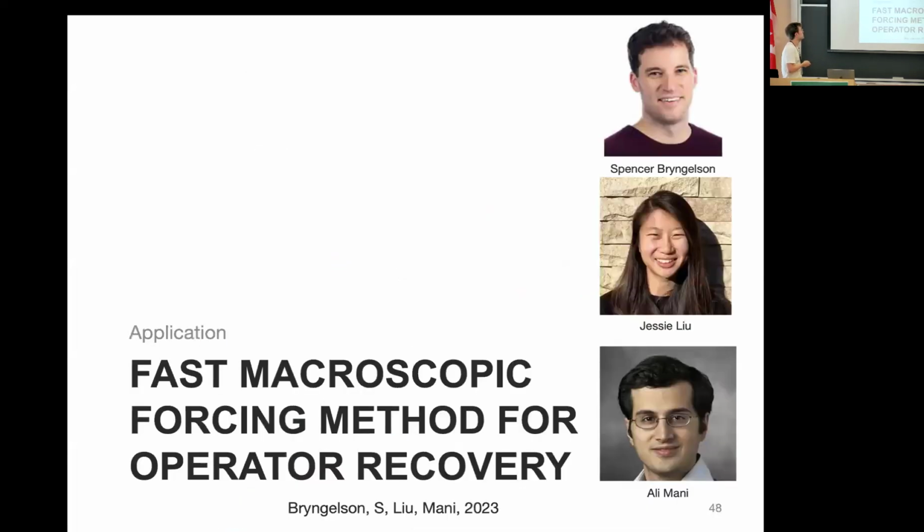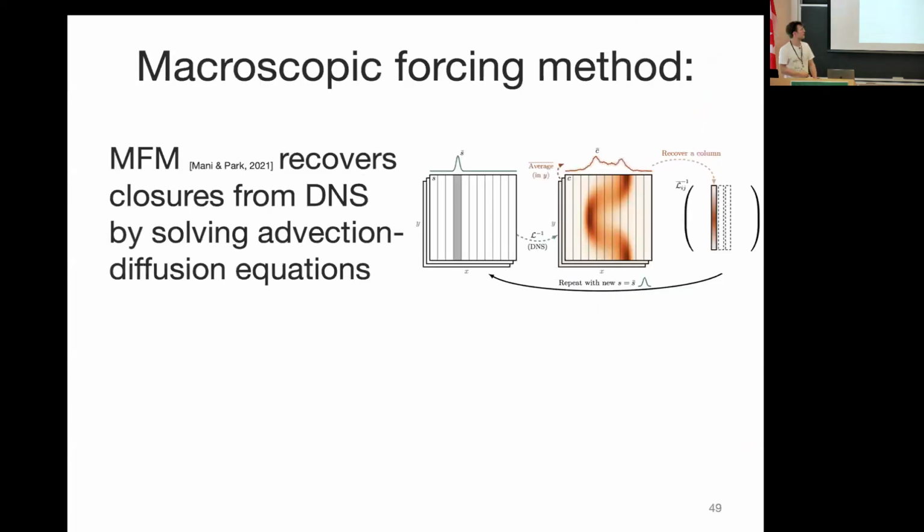Then we also have non-uniform meshes, but I want to briefly close by showing what's maybe a more interesting application, which is an application to reduced order modeling in fluid dynamics. This was a collaboration with my colleague Spencer Bryngelson and then Ali Mani and Jesse Liu at Stanford. What Mani's group had been working on was a so-called macroscopic forcing method. What this macroscopic forcing method basically does is it solves a Navier-Stokes equation over a long time interval. Then it averages the result along the time axis, and maybe along one of the spatial axes.